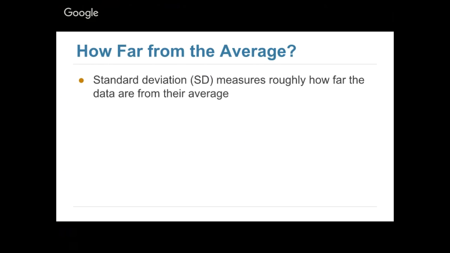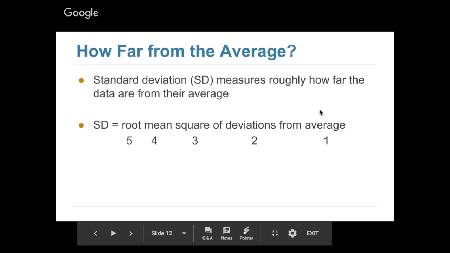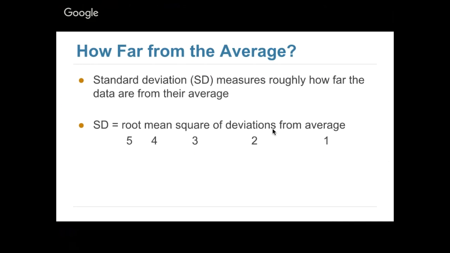In fact, the standard deviation is defined as the root mean square of deviations from the average, which is really long and complicated. But if you read it backwards, this is basically just what we did just now, right? We found the mean, found the deviations from the mean, squared them all, found the mean of that, and then took the square root.